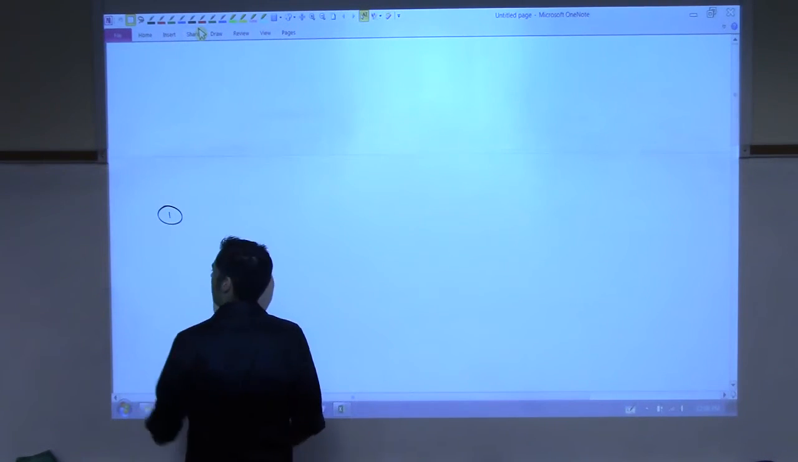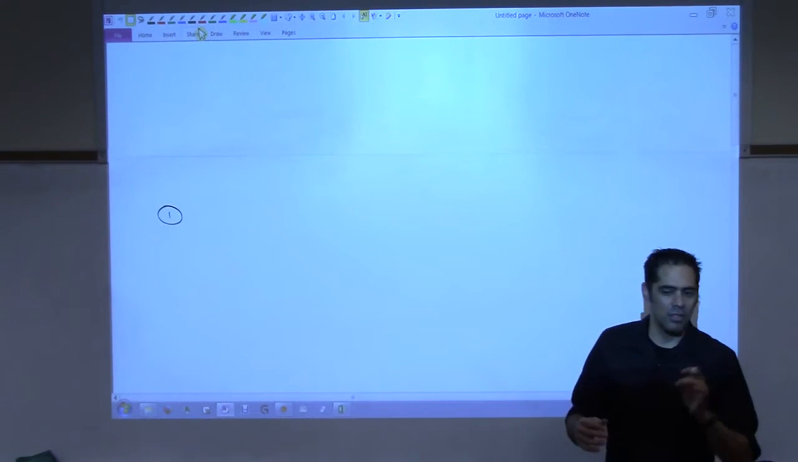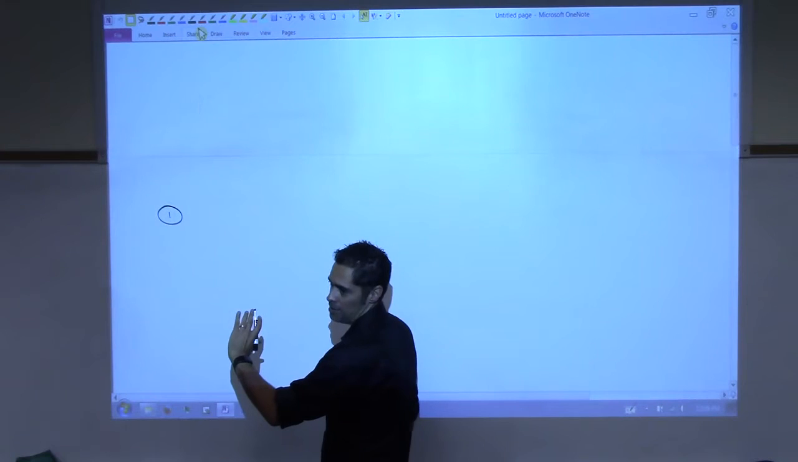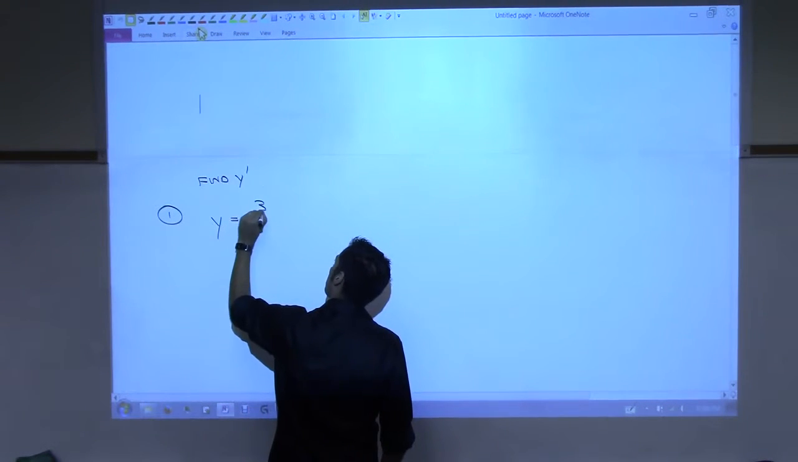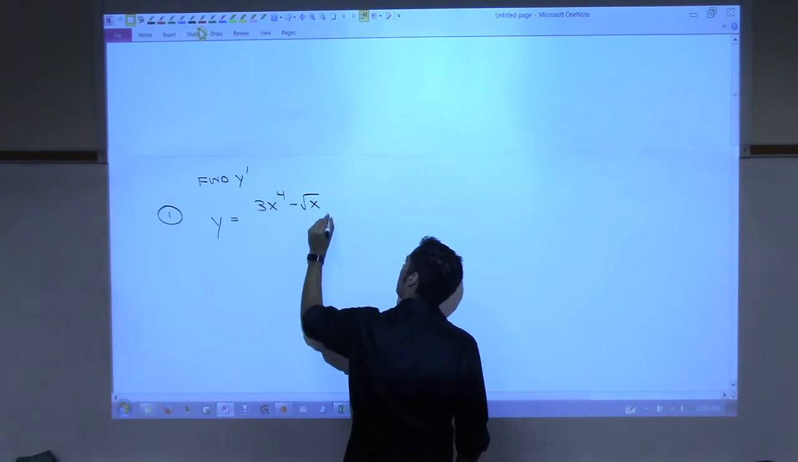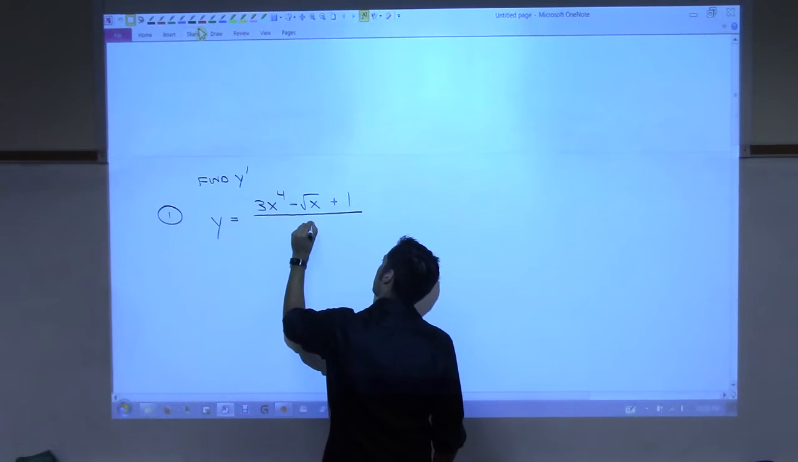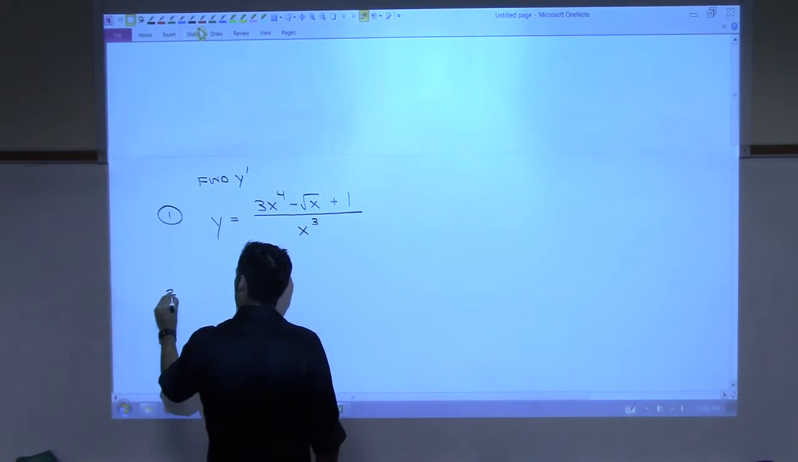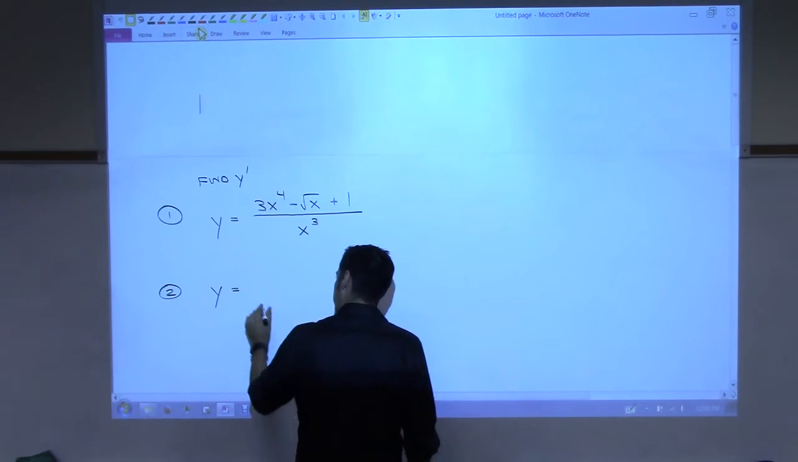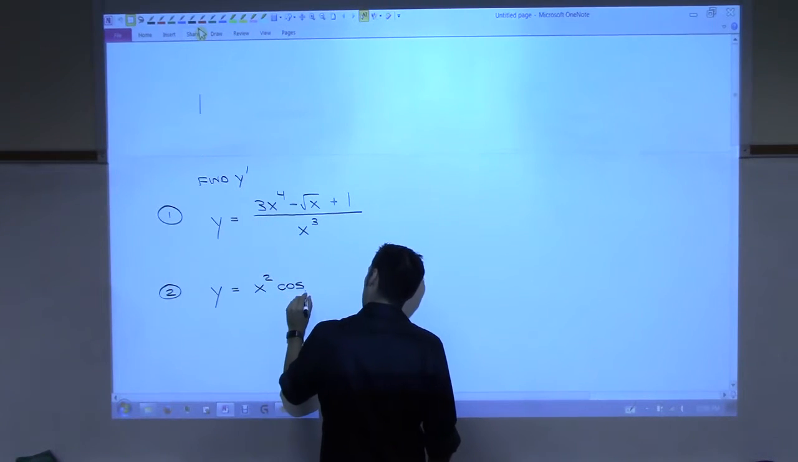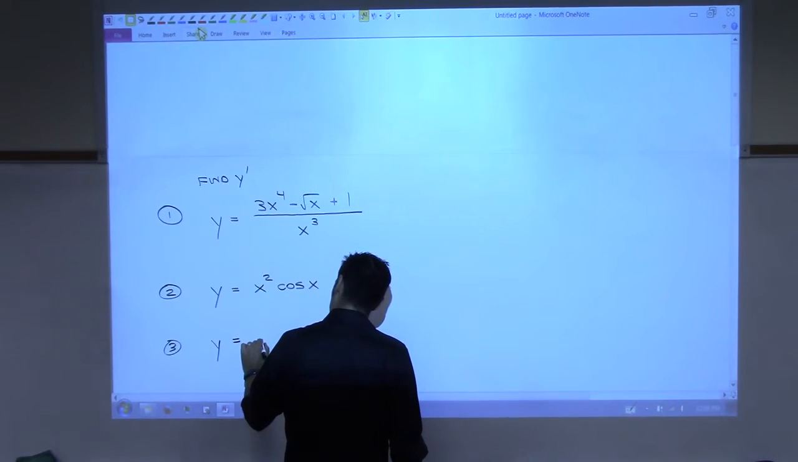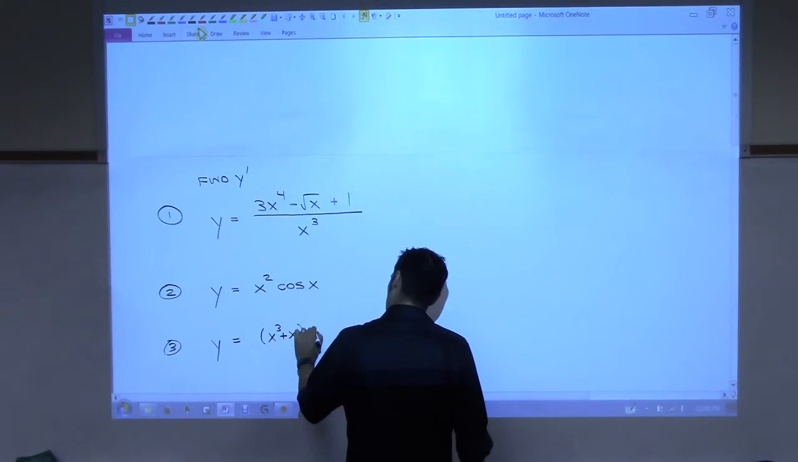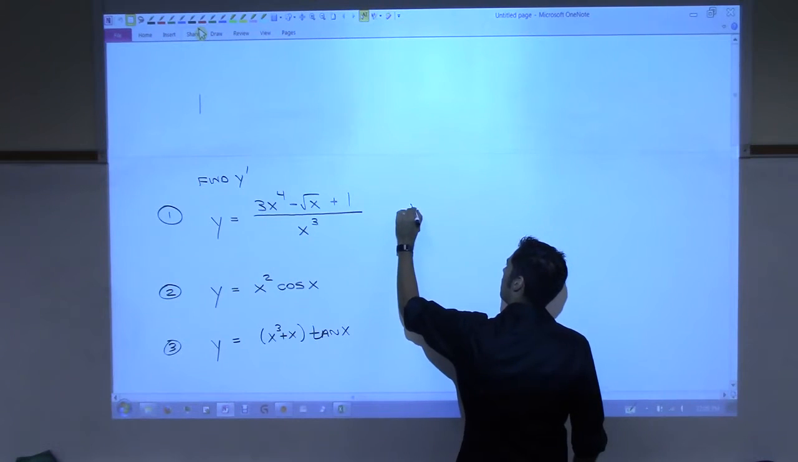You're not turning these in, but it would be good if you took out a nice fresh sheet of paper and started this off almost like you were taking a quiz. For all of these, find y prime. So y is equal to 3x to the fourth minus the square root of x plus 1 over x cubed. For number 2, y is equal to x squared cosine x. Y is equal to x cubed plus x tangent x. Number four.